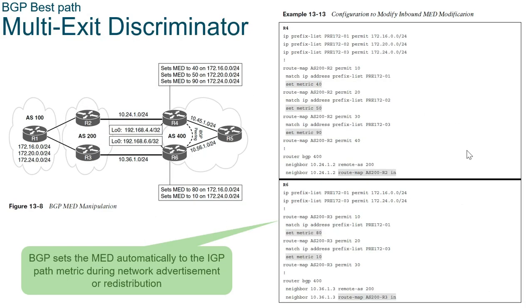Next, let's look at multi-exit discriminator. So macam nama dia, multi-exit. So basically sebenarnya this is one attribute where we specifically set if we have to choose between two exit points. For example, untuk AS400 ni ada dua exit points, lalu sini ataupun lalu sini. Alright, so dalam multi-exit discriminator or MED, we want to look for the lower value or the lowest value.